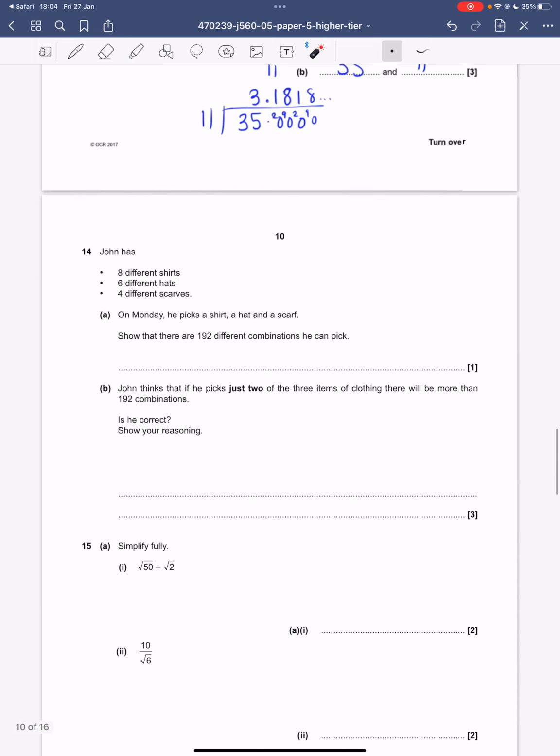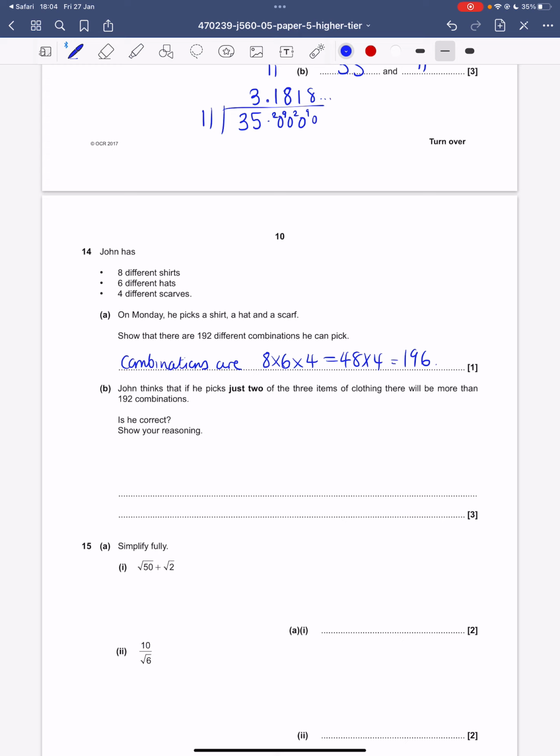Okay, right, next one. John has 8 different shirts, 6 different hats, 4 different scarves. On Monday, he picks a shirt, a hat, and a scarf. Show there are 192 combinations he can pick. So the combinations are 8 times 6 times 4. Okay. 8 for the shirts, 6 for the hats, which is 48 times 4, which is 192.